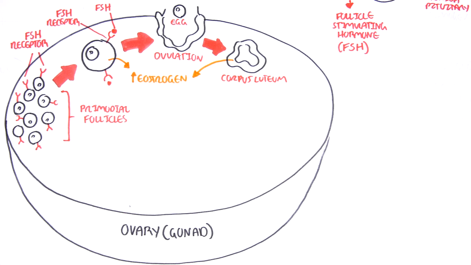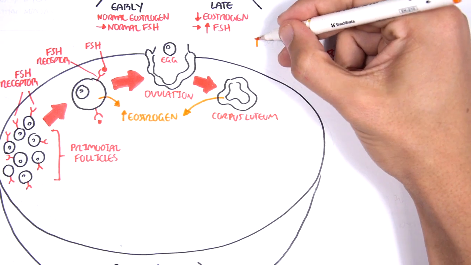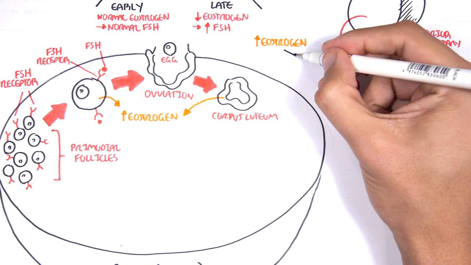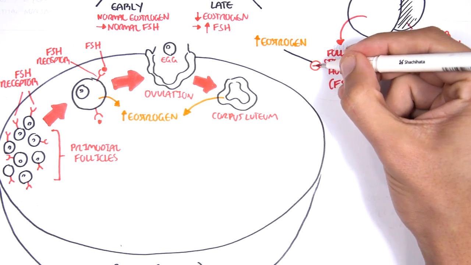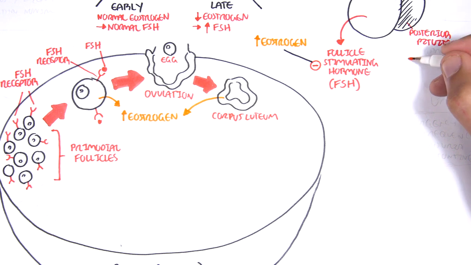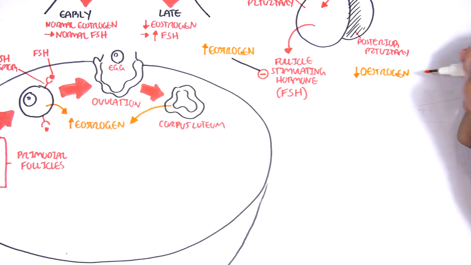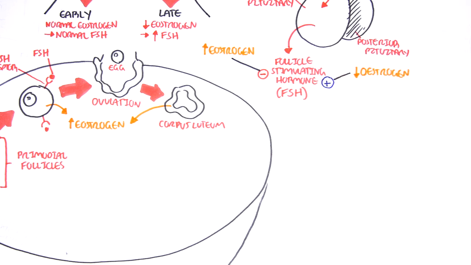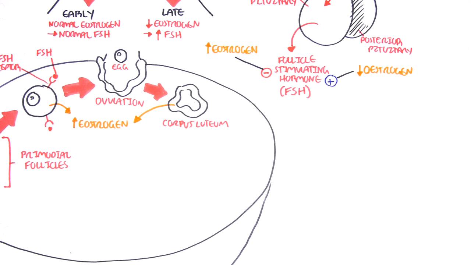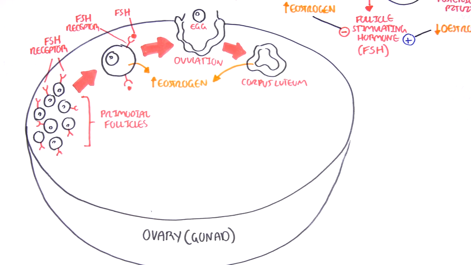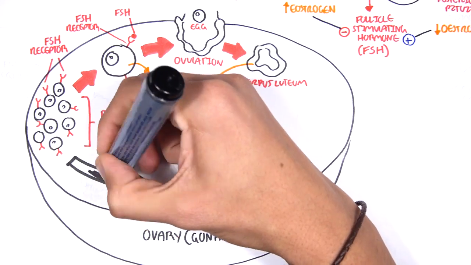Now, an important concept to understand that relates estrogen to follicle stimulating hormone is that when you have an increase in estrogen, when you have high concentrations of estrogen in the blood, they will inhibit the release of follicle stimulating hormone because you already have high amounts of estrogen. However, if you have low amounts of estrogen, this will actually trigger the release of follicle stimulating hormone because you want more estrogen to be produced. So now let's see how all this relates to menopause.